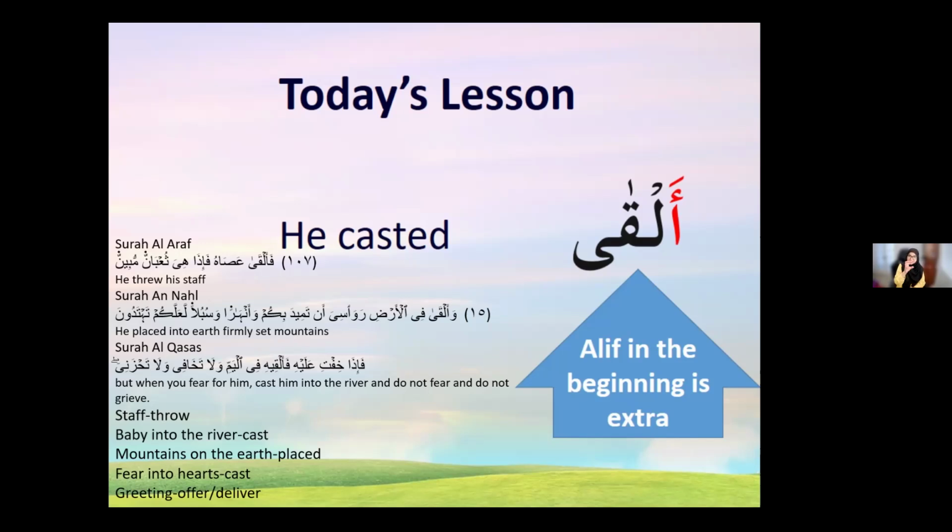فألقي. So again, see, the word is alqi. So how the word appears in different forms. Like I just put it down on the screen for you. Staff. You just remember the staff when Musa alayhi salam threw the stick. So alqa can be used. Then the baby was cast into the river. So again, alqa, yalqi, alqi.